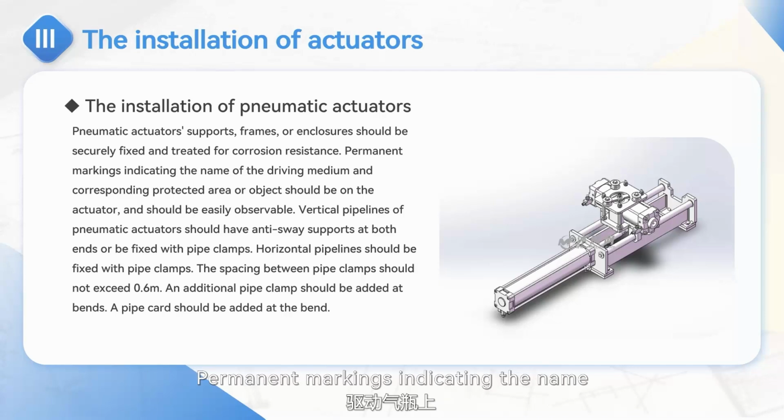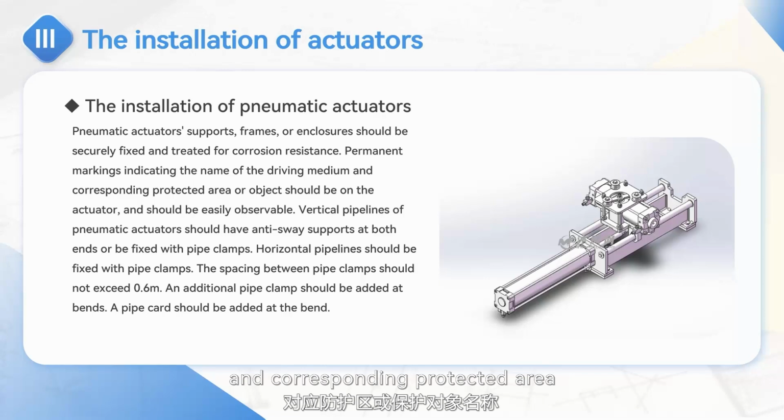Permanent markings indicating the name of the driving medium and corresponding protected area or object should be on the actuator and should be easily observable. Vertical pipelines of pneumatic actuators should have anti-sway supports at both ends or be fixed with pipe clamps. Horizontal pipelines should be fixed with pipe clamps. The spacing between pipe clamps should not exceed 0.6 m. An additional pipe clamp should be added at bends.